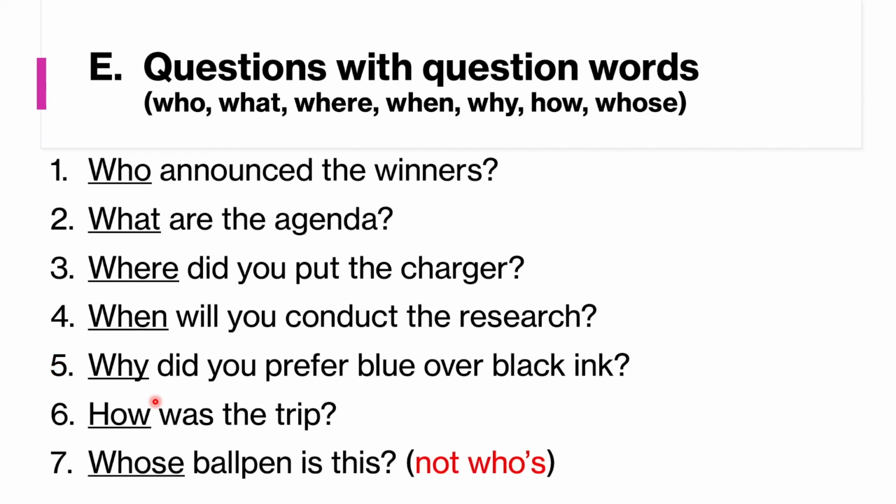Okay, number 7, whose ballpen is this? Okay, whose, in Filipino, it's kanino. You're asking about who the owner is. Okay, we do not use who apostrophe s because this is contraction of who is, and this belongs to number 1, who. Who is the winner? Okay, so who is the sponsor? So it's like that. Here, it's whose.